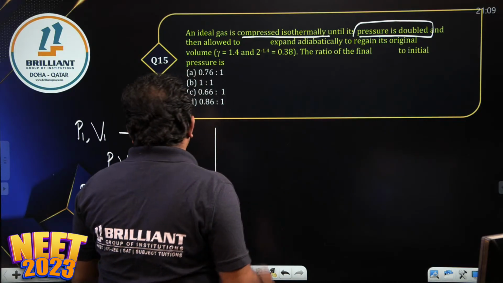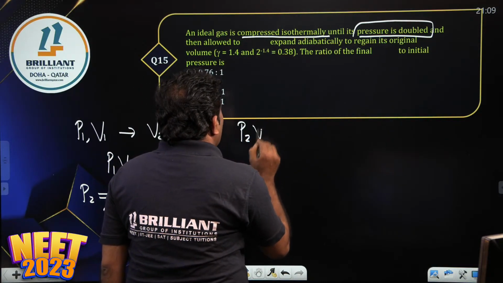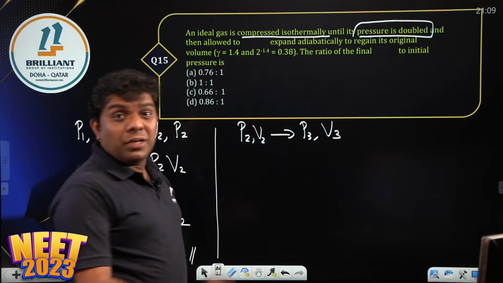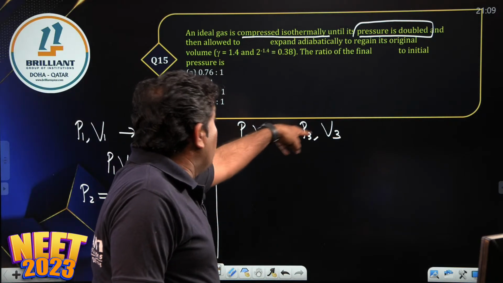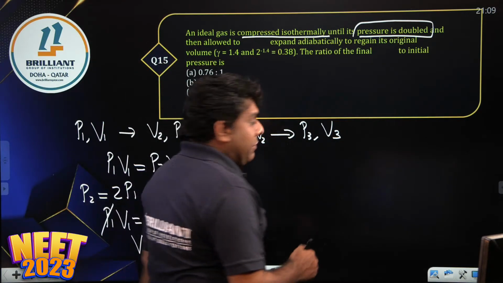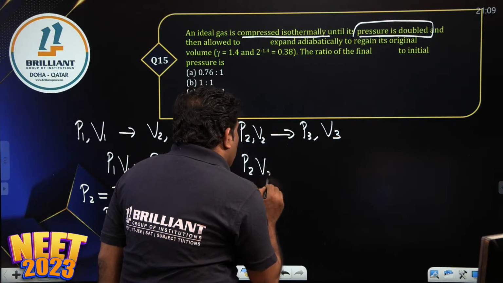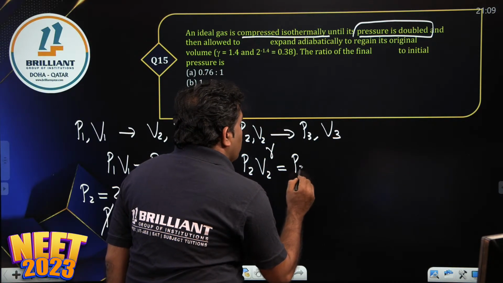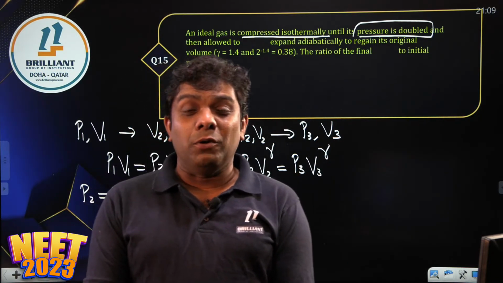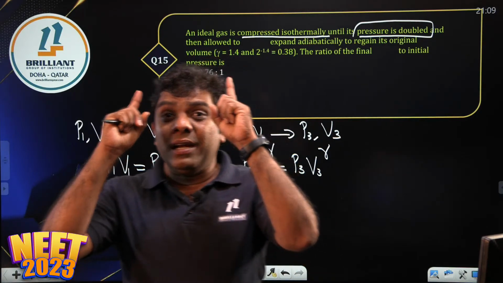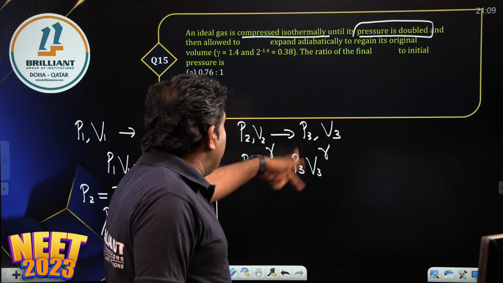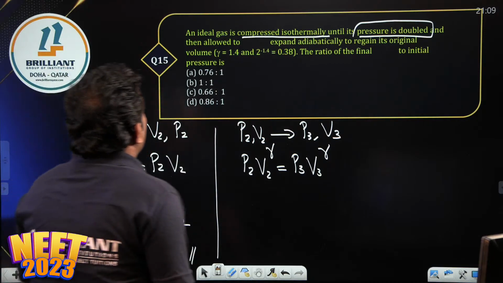So for adiabatic change, P2 V2 is changing into P3 V3. So for adiabatic process, what is the formula we studied? P2 V2 raised to gamma is equal to P3 V3 raised to gamma. We studied for adiabatic process, PV raised to gamma equal to a constant. So we have P2 V2 raised to gamma is equal to P3 V3 raised to gamma.